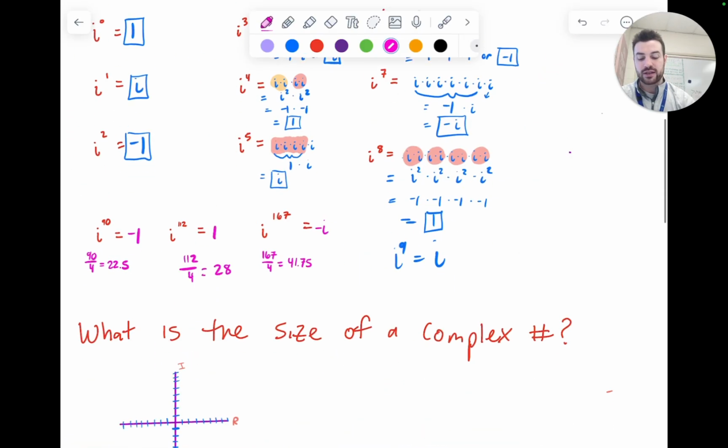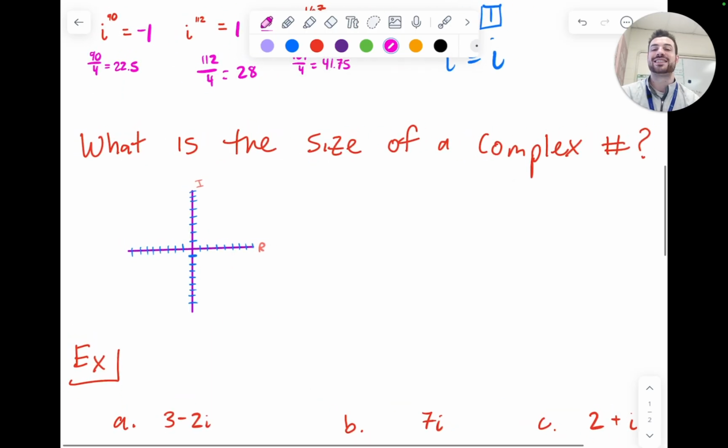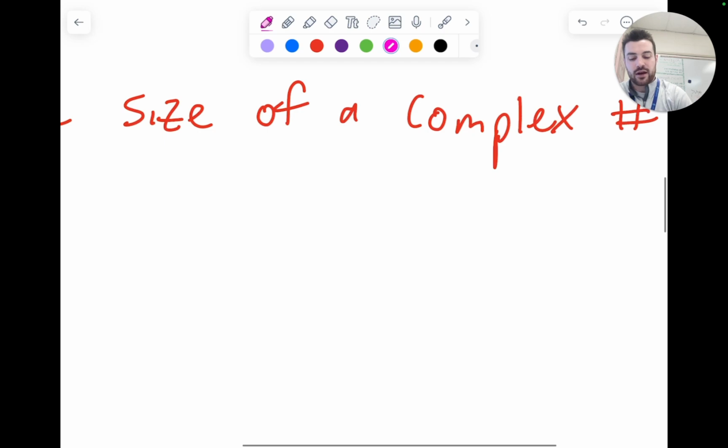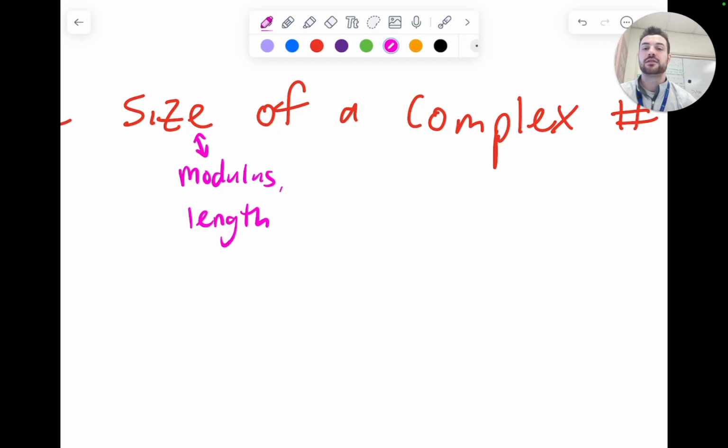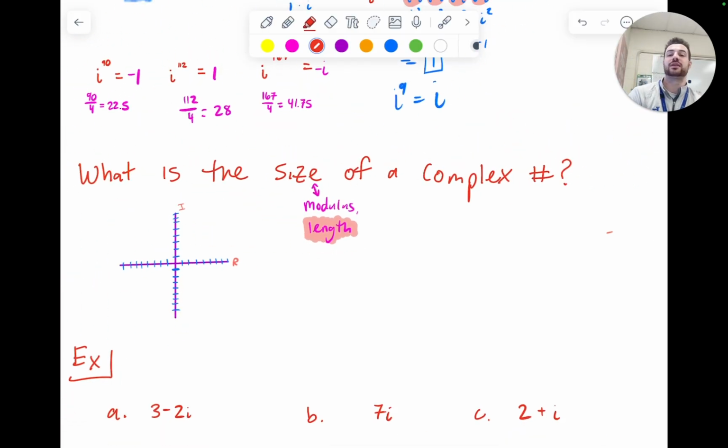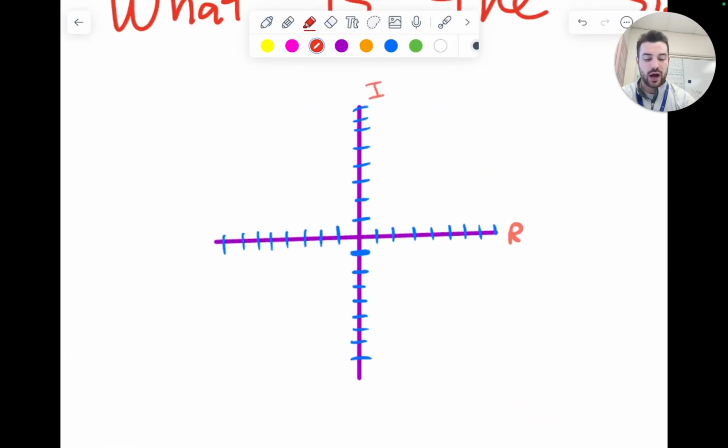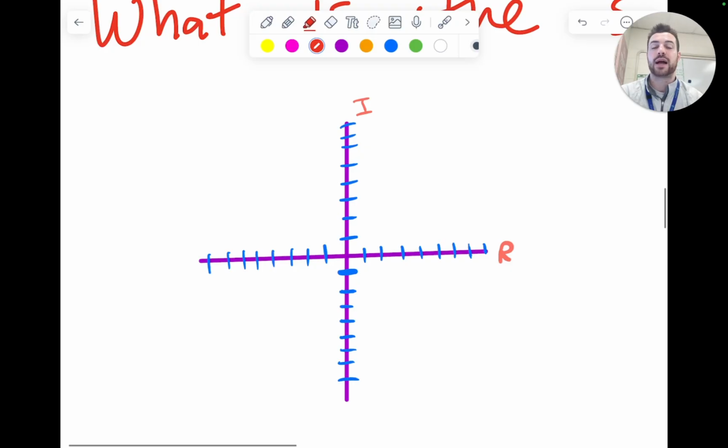Now, the next thing I want to talk to you about is something we call the size of complex numbers. Sometimes you will see modulus, sometimes you will see length. All of these things mean size. And in my opinion, length might be the easiest for us to understand the first time we're trying to determine the size of a complex number. So I've got a graph here so we can plot the complex numbers. We have our real number line on our horizontal axis and our imaginary number line on our vertical axis.